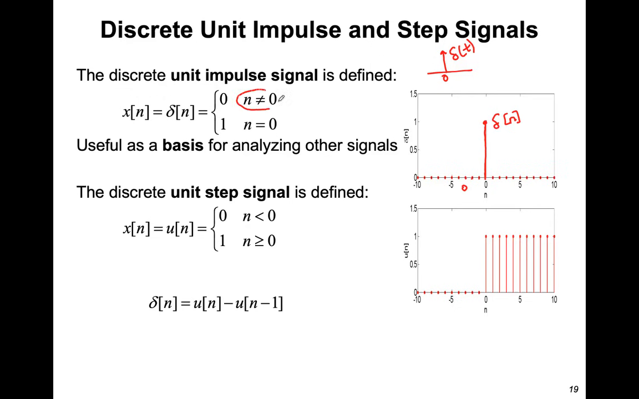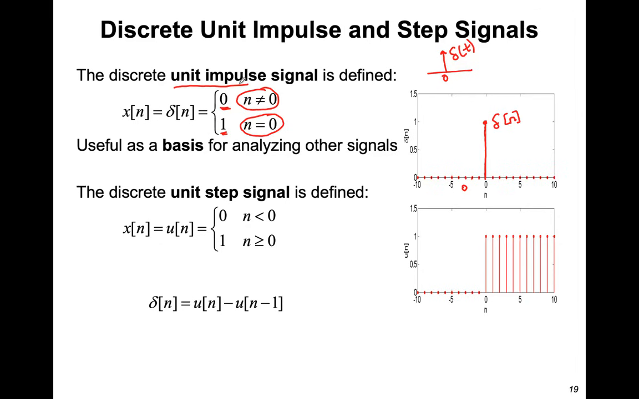When n is not equal to 0, the value is 0. When sample number n is equal to 0, my function is 1. So this is called unit impulse, discrete unit impulse signal. So it is very important.